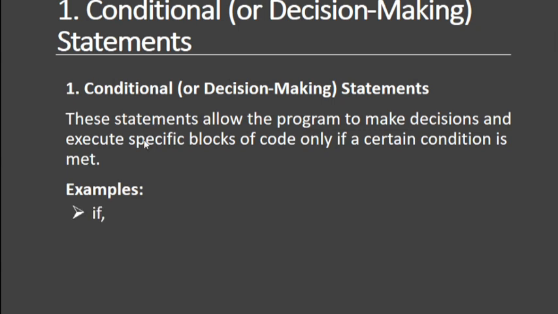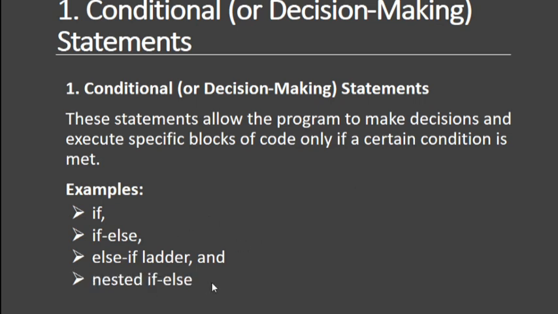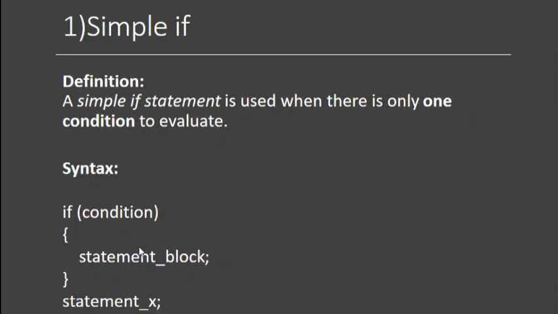Conditional or decision making statements allow the program to make decisions and execute specific blocks of code only if a certain condition is met. If, if else, else if ladder, and nested if. Guys, today in this video I am going to explain the if statement. In the next video, if else, and like that I'll make a separate video for each and every statement. So let me check simple if.